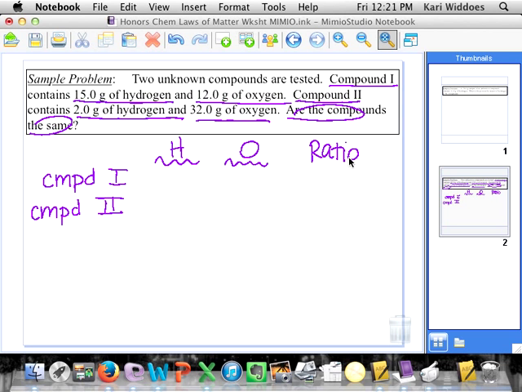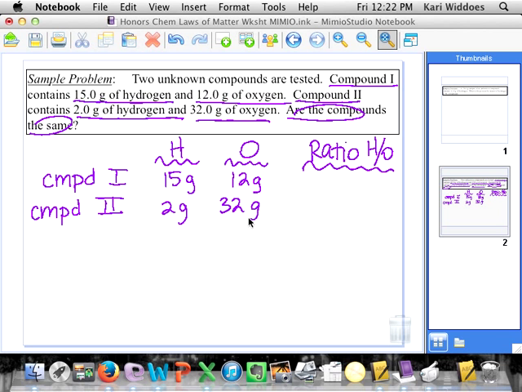No. We're just going to do H to O, but remember it does not matter as long as what? It's the same. So how much hydrogen do I have? 15 grams. How much oxygen? 12. In compound 2, how much hydrogen? 2. How much oxygen? 32.